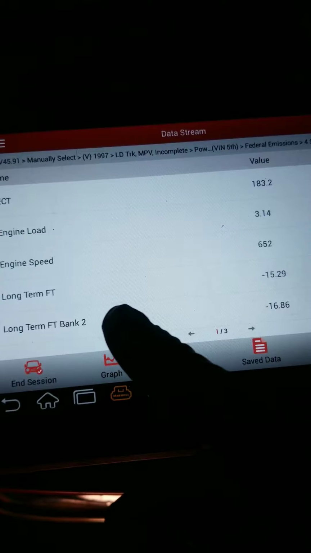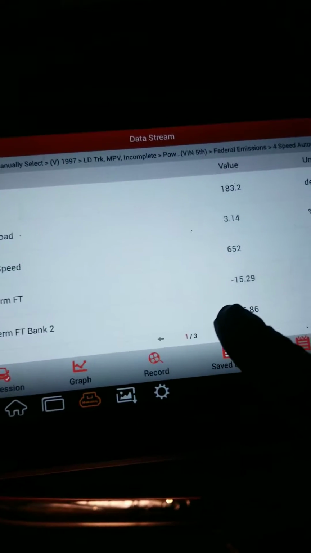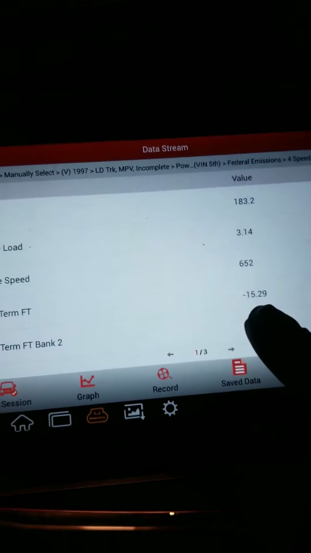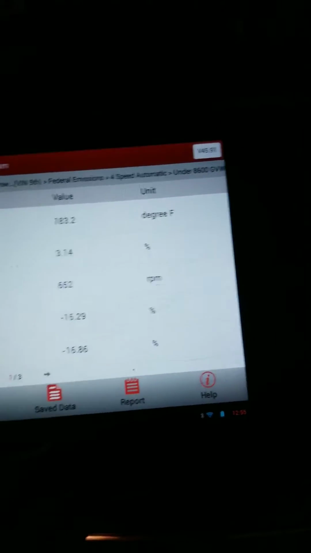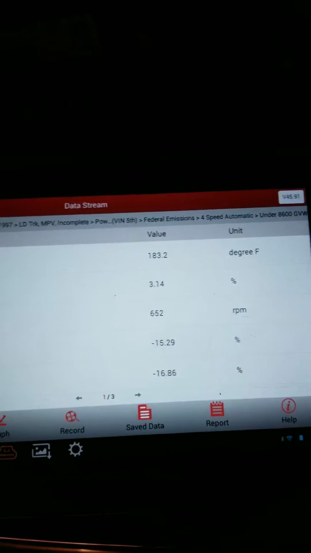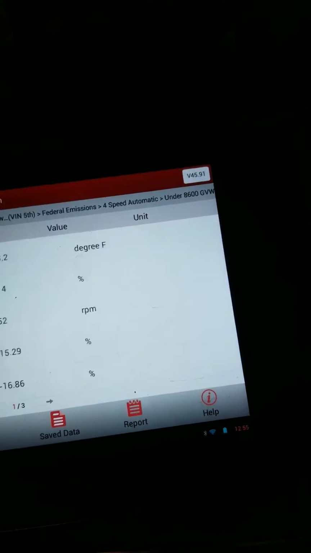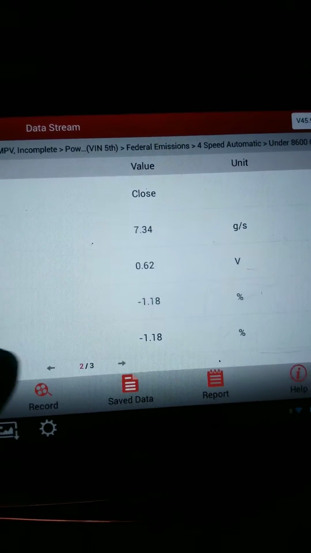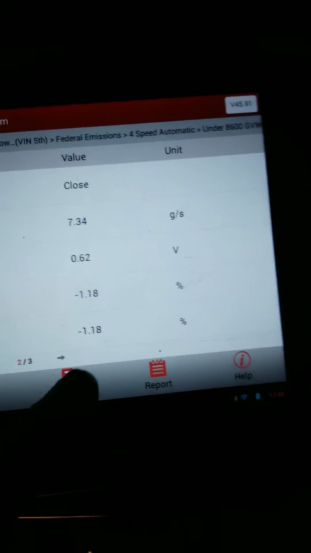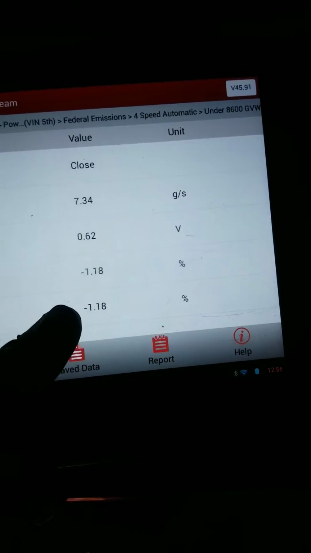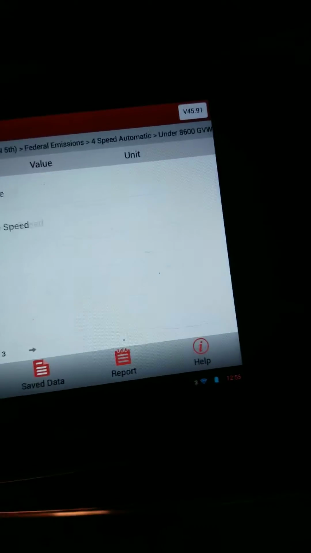Now you look at this long-term fuel trim, 15.29, a negative 15.29. That means the car is trying to take away fuel to compensate for either too much fuel or not enough air. Now I'm looking at all these numbers, and you see the short-term fuel trim, negative 1.18. So it was trying to make adjustments to take away fuel for some reason.